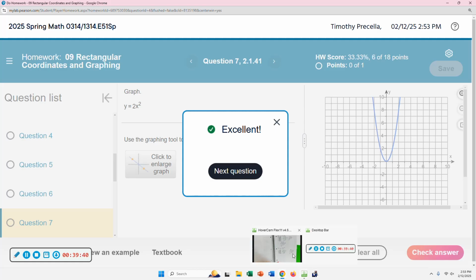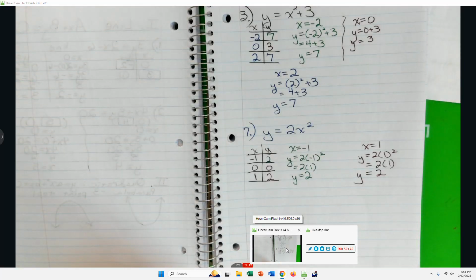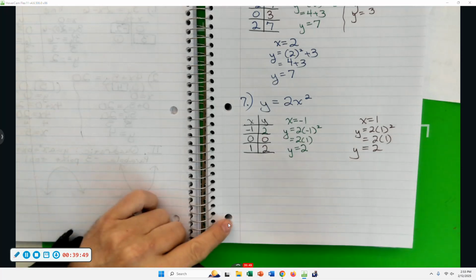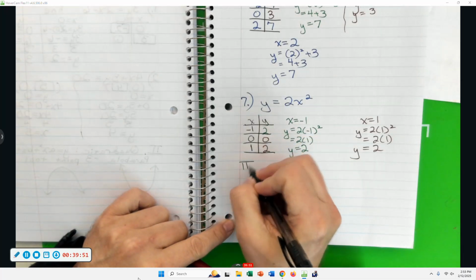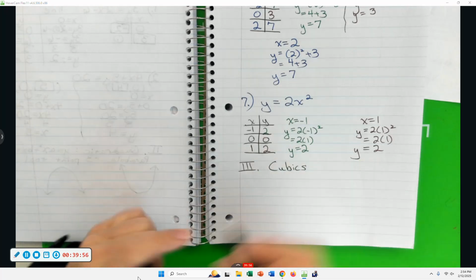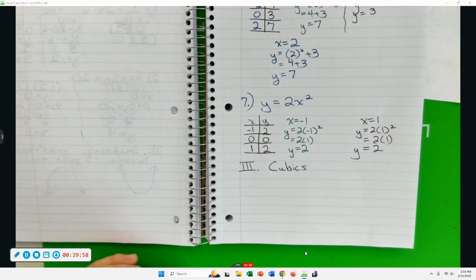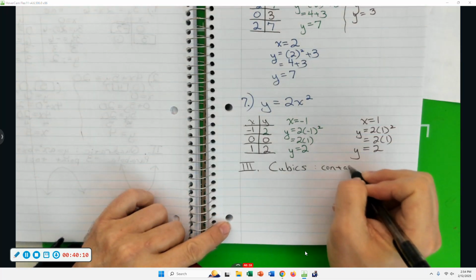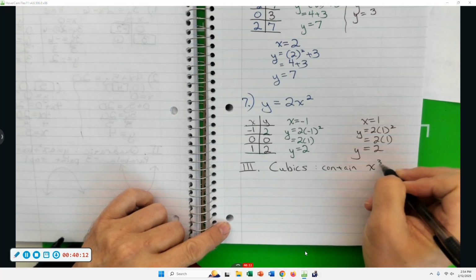So we've graphed, I said there are 5 figures we're graphing in this assignment. We've done lines and quadratics. The next one, Roman numeral 3, cubics. A cubic can be spotted because the biggest exponent has to be an x cubed. The equation must contain x cubed.